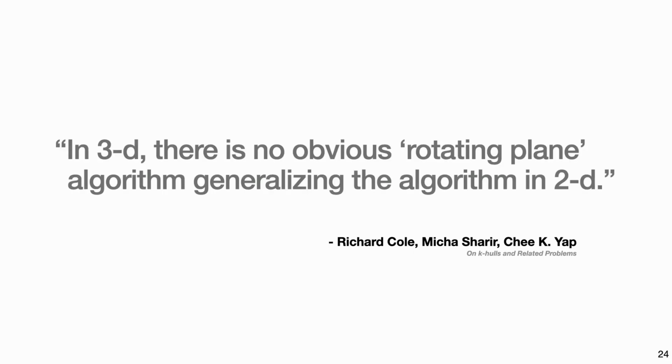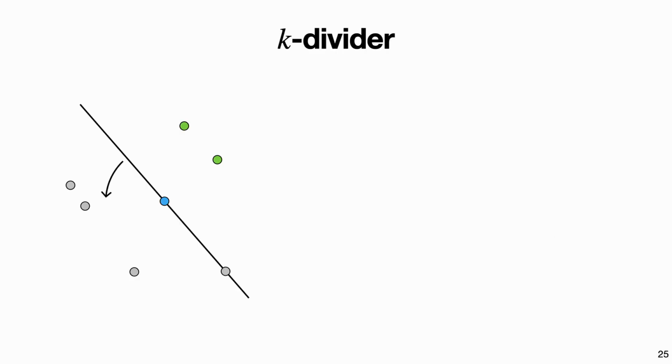This algorithm that I presented is already known since 1987, and it was proposed by Richard Cole, Micha Sharir, and Chee Yap. But there's one specific line in the paper that I would like to highlight here. In 3D, there is no obvious rotating plane algorithm generalizing the algorithm in 2D. However, we found that if we reinterpret this 2D algorithm in a specific way, it will allow us to do exactly this, a rotating plane algorithm.